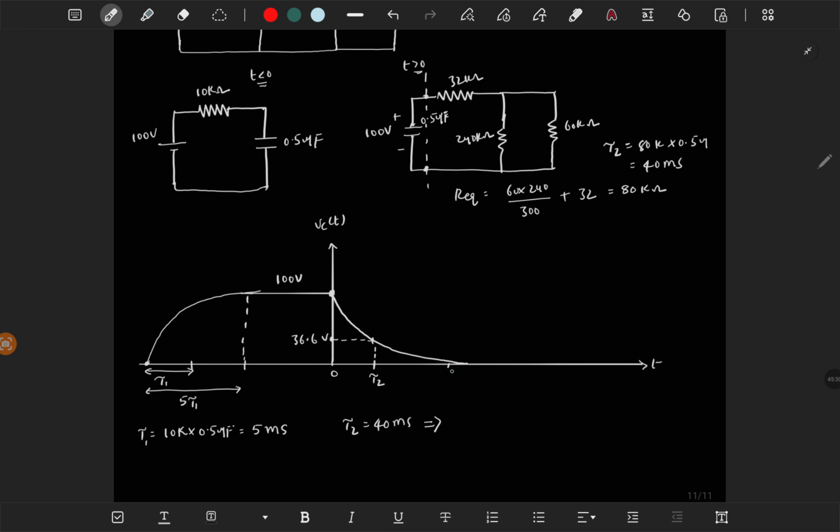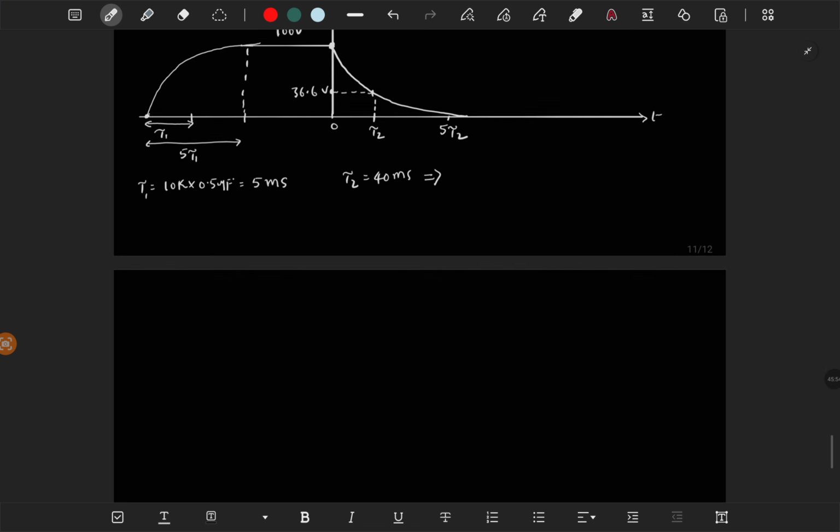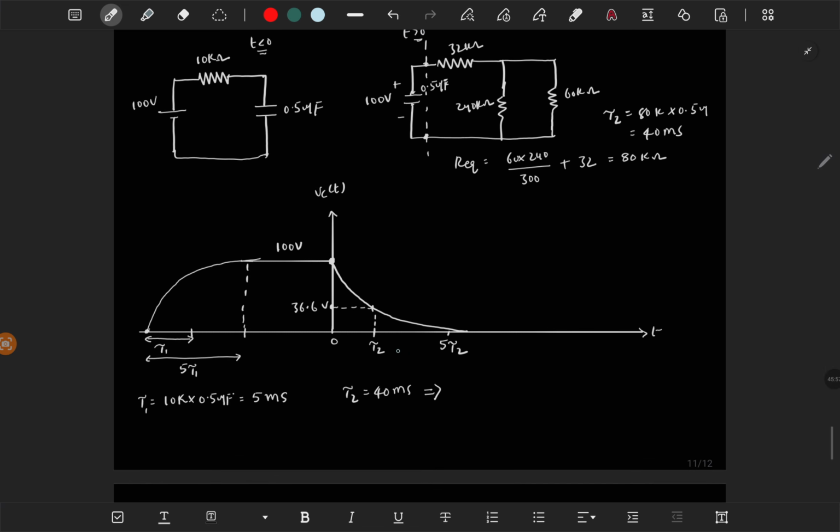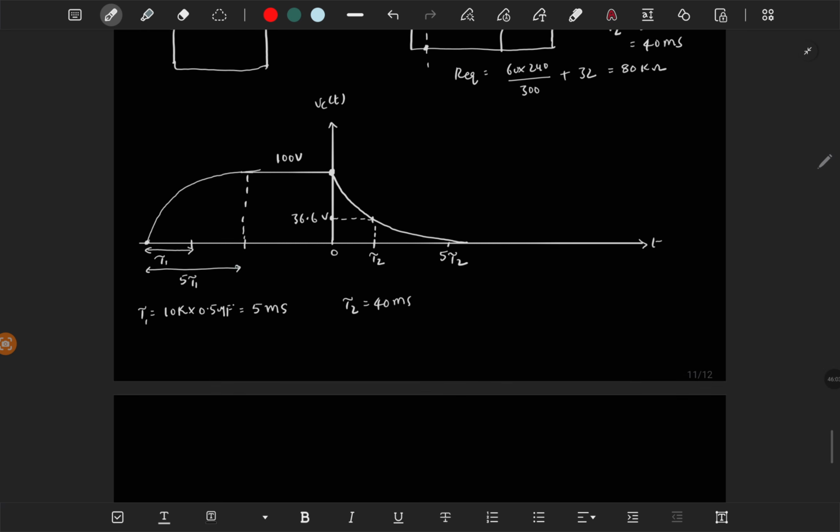And it will go to more than 99% of its initial value. I mean, it is decreasing. It means it is very near to zero. It is even less than 1% of the initial value at 5 tau 2, right? And tau 2 is 40 milliseconds. Now we can write the expression for Vc of t.